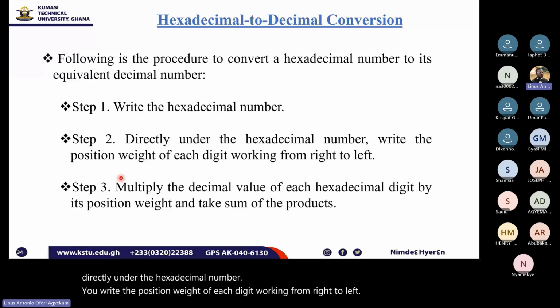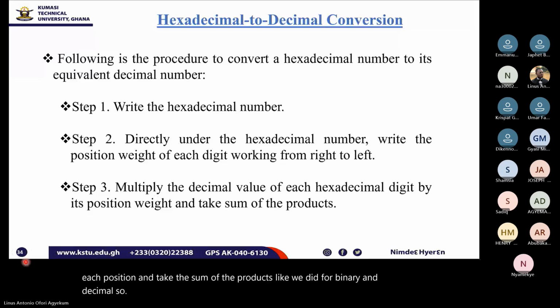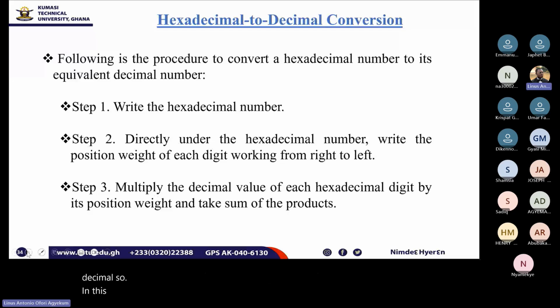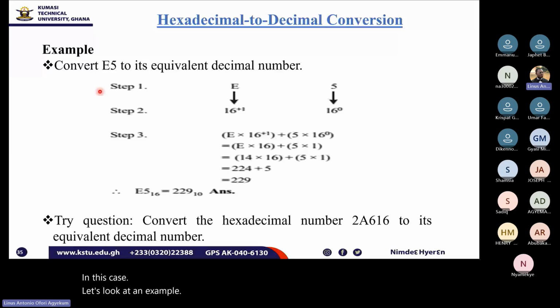So in this case, let's look at an example. In this example, we are to convert E5 to its equivalent decimal number. So this is a hexadecimal representation of a value. We want to understand what this value is in a decimal form.